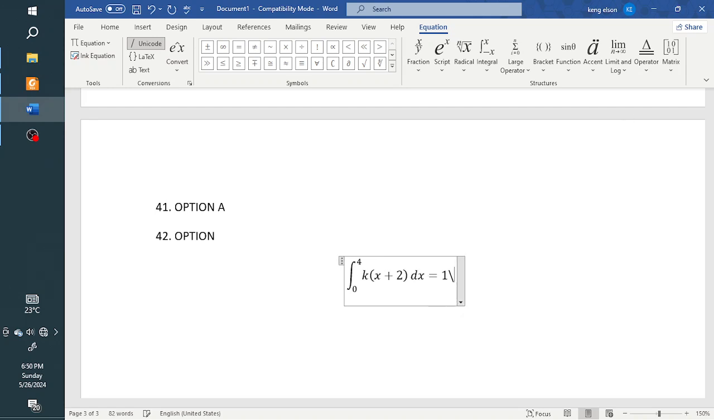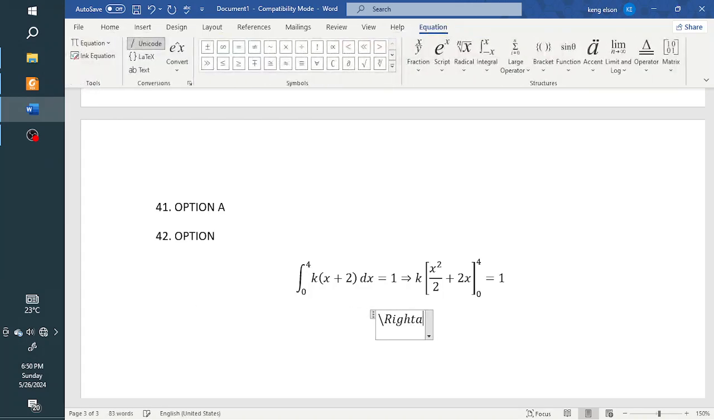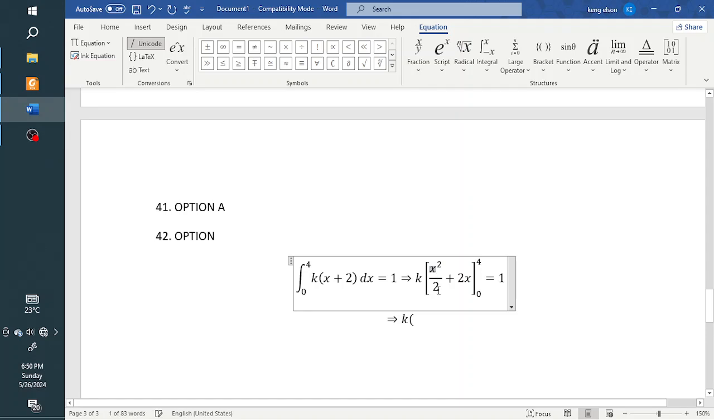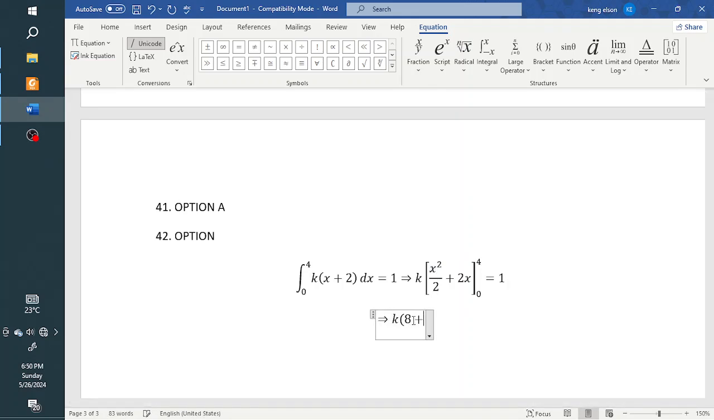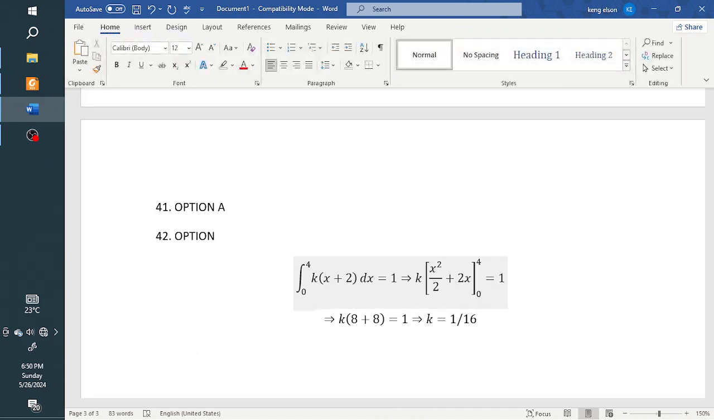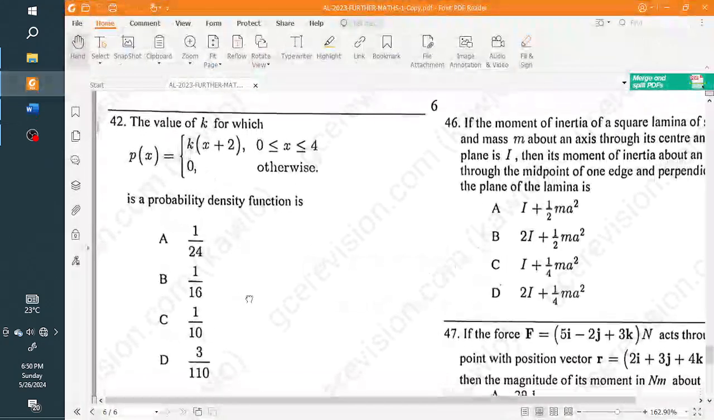Let's integrate normally, keeping k outside. Integrate x, we have x squared over 2, integrate 2, we have 2x. It is from 0 to 4, then we equate to 1. If you substitute 0, the lower bound, the result will give you 0, so just substitute 4. 4 squared is 16, 16 divided by 2 is 8, and 2 times 4 is 8. So you realize that k will be equal to 1 divided by 16. That's the value of k. So 42 is 1 on 16. Option B is correct.